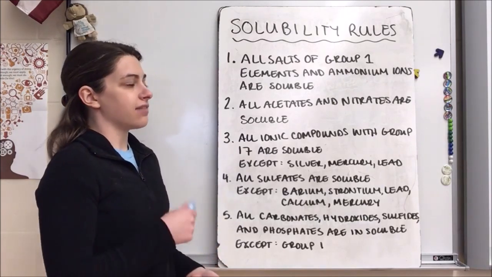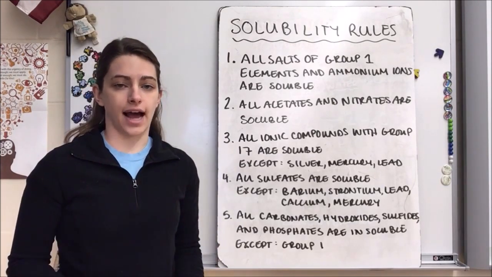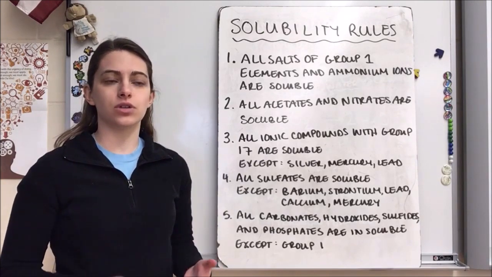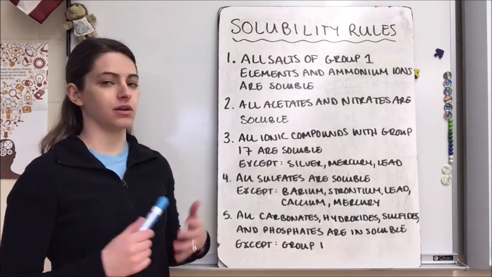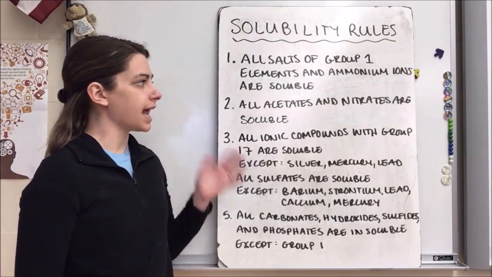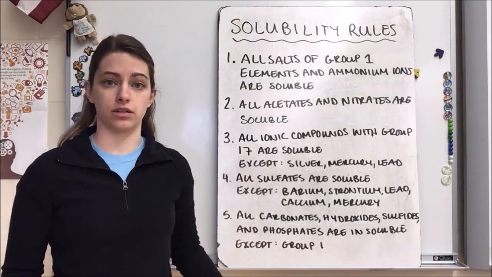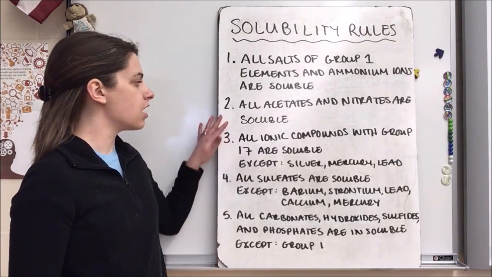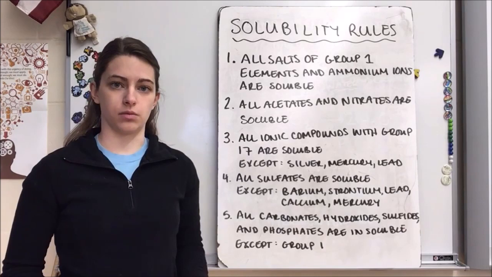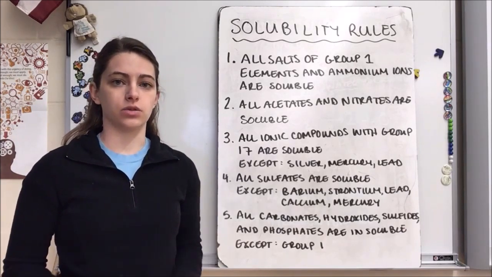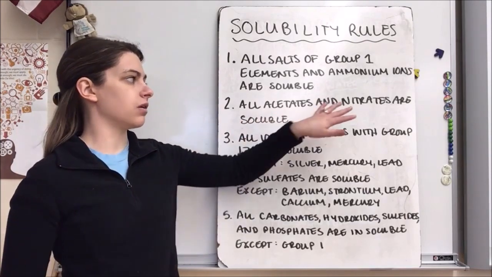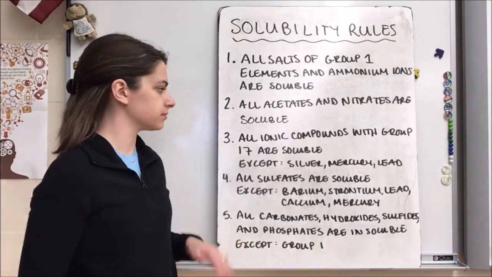So that means that all ionic compounds that have any group 1 elements, so that's lithium, sodium, potassium, rubidium, cesium, and francium, although you're probably not going to see francium, any of those ionic compounds are going to dissolve. So they're going to be soluble. Our second rule is that all acetates and all nitrates are soluble. So acetate and nitrate are 2 of our polyatomic ions. Anything that's an acetate or a nitrate is going to dissolve.